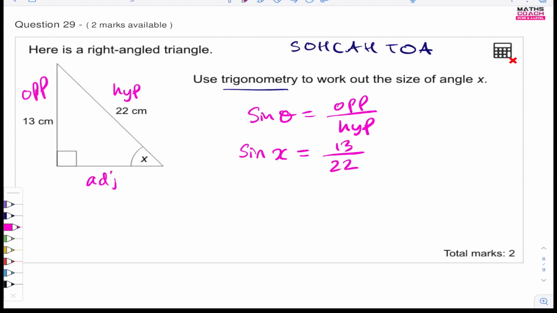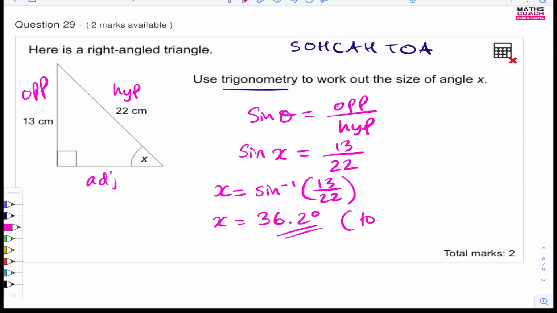Now we are finding an angle, so we need to do the inverse operation. Okay, so that's going to be x is equal to the inverse of sine. So sine inverse, and then in the bracket goes 13 over 22. Now we just put this into our calculator and we get the answer 36. I'm going to round this to one decimal place, 36.2 degrees to one decimal place.